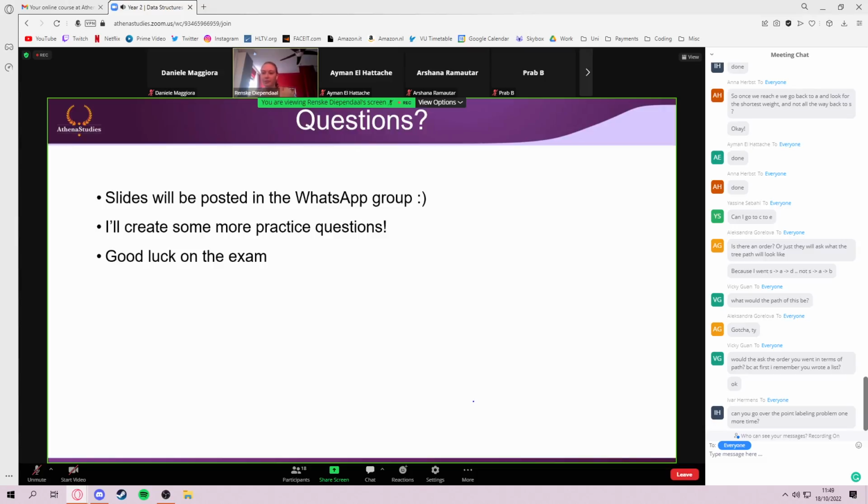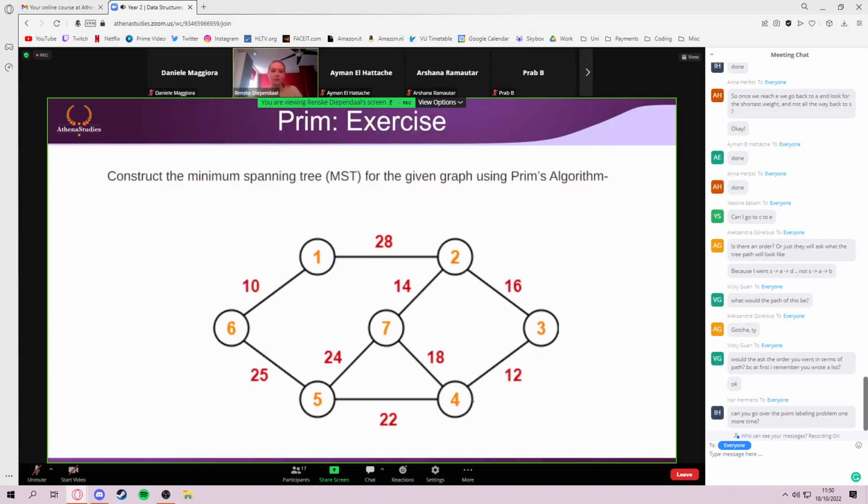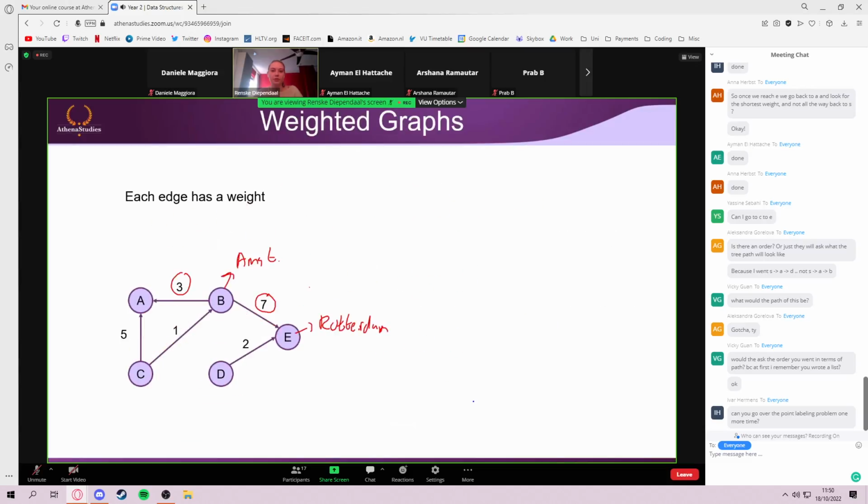Yeah. Can you go over the point labeling problem one more time? Yeah. Points, all the way up.